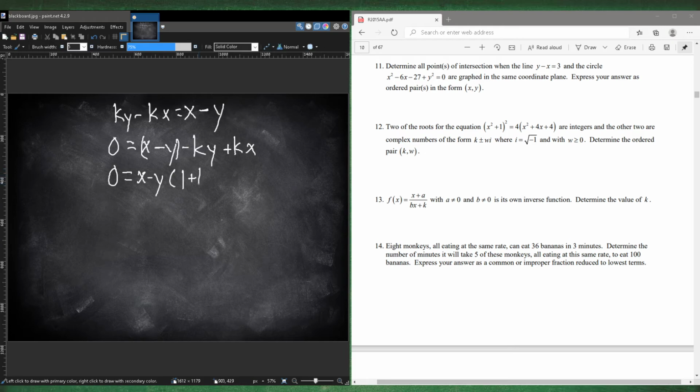And then factor out x minus y from this term, we should be left with a positive k. So we have x minus y times 1 plus k. So that means x minus y is equal to 0, which probably isn't true. So then we could just have 1 plus k is equal to 0. That gives us our k value is equal to negative 1. And that is our answer for number 13. And that's basically it.